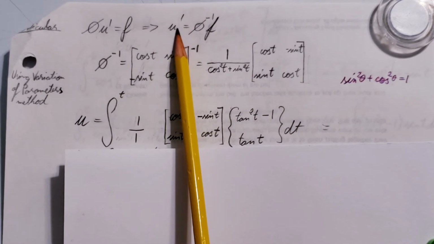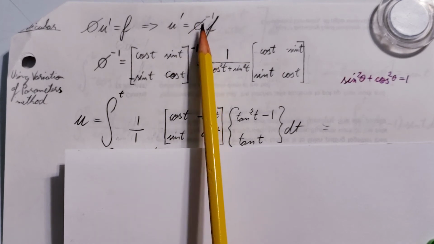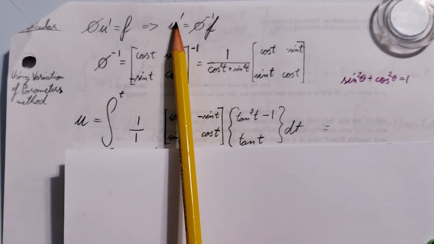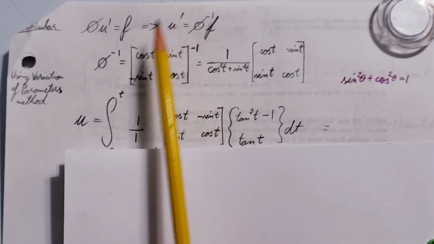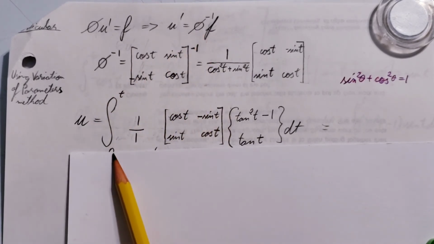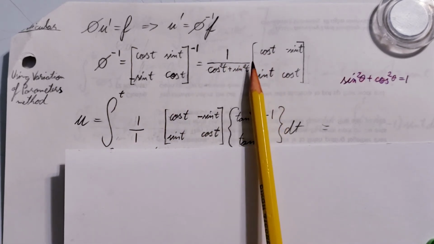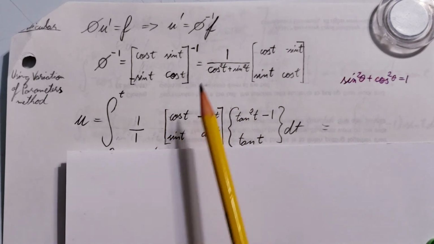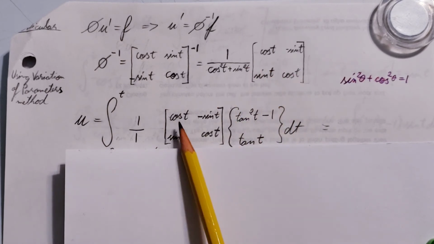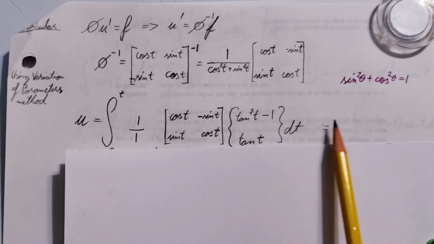Okay, back to this guy. We need to find u, not u prime. So we're going to take an integral of both sides of this equation. So the integral of the derivative of u will give me u. And here I'm going to take an integral from 0 to t of inverse of phi times f. That's what we see here. This turns into 1 over 1. That's what you see here. This one comes here times f. F is this, and dt.